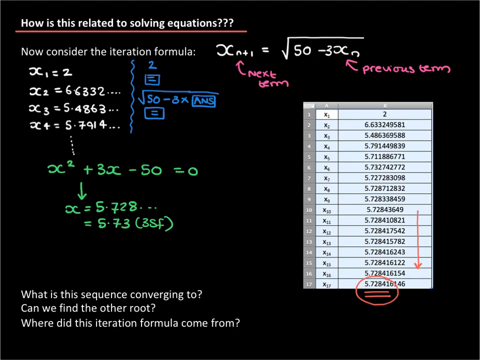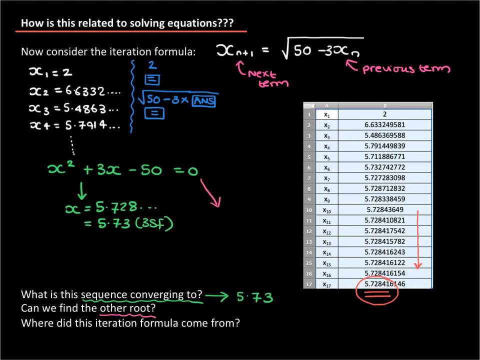So in answer to this question, what is this sequence converging to? Well, this sequence appears to be converging to one of the roots of this quadratic equation. Now, this leads us on to some other questions here. Can we find the other root? Because if you remember, the quadratic equation here had two roots.